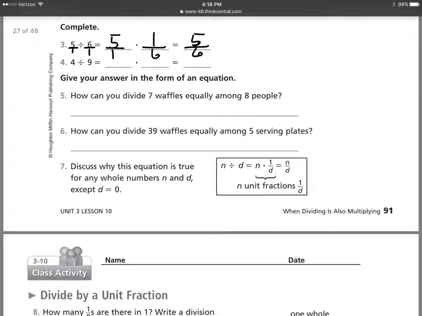Complete questions 4, 5, 6, and 7 now on your own, and come back and we'll complete the second page of today's lesson. Pause the video now.